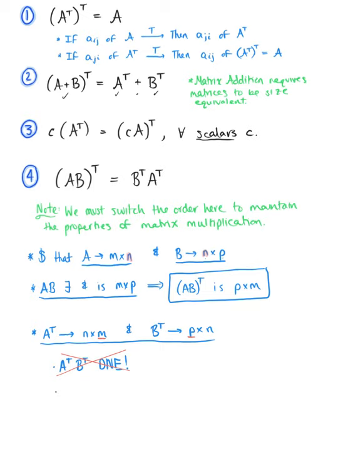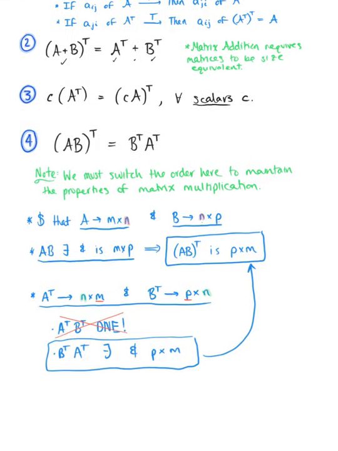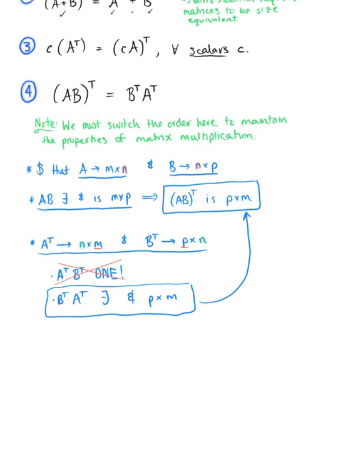Now what about the reverse order? What about if we have the transpose of matrix B multiplied by the transpose of matrix A? Well, in this case, we can see that the number of columns of the first matrix does match the number of rows of the second matrix. So this indicates to us that, yes, this matrix exists and that it's going to be a P by M matrix, which is the same size as the transpose of the product. Woohoo!